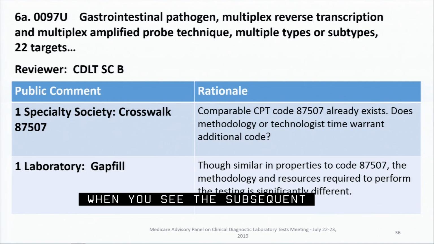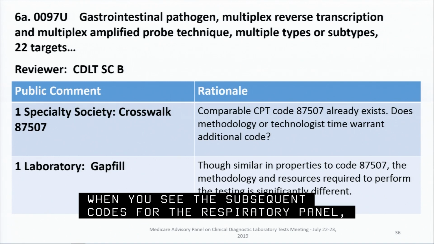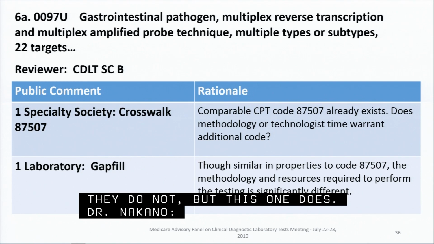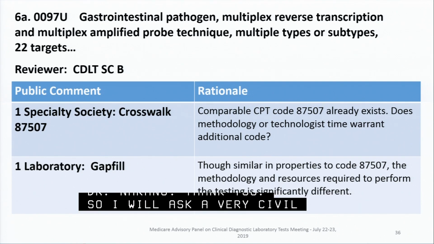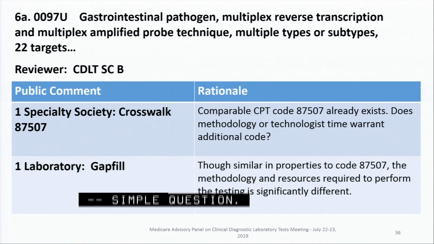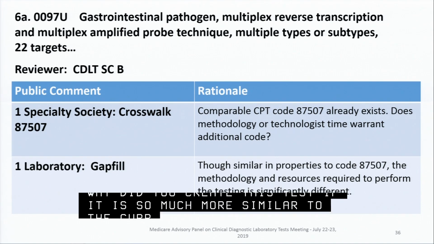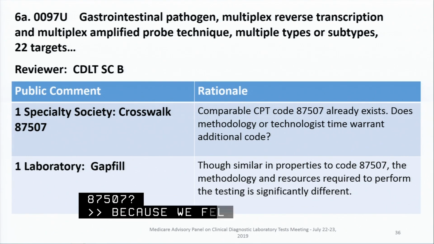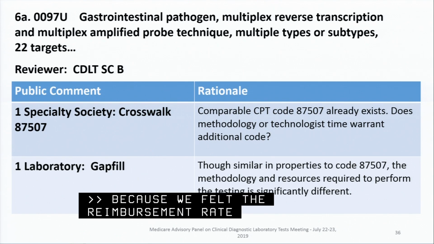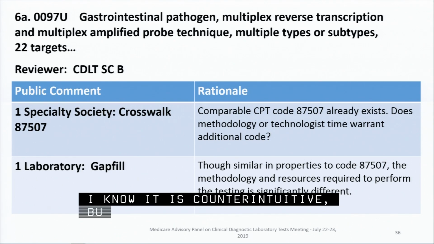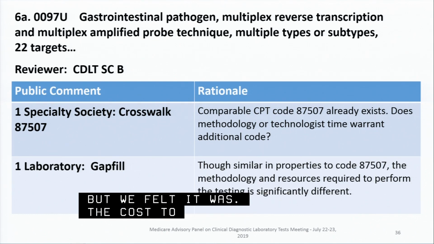Okay, thank you very much. So I'm going to ask a very, very simple question. Why did you create this test if it is so much more similar to the current code or crosswalk of 87507? Because we felt that the reimbursement rate was too high. I know that's counterintuitive to a lot, but we just felt it was. The cost, again, to acquire, to run the test has decreased significantly.